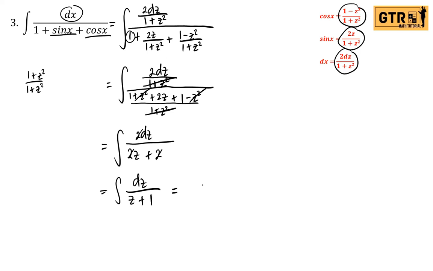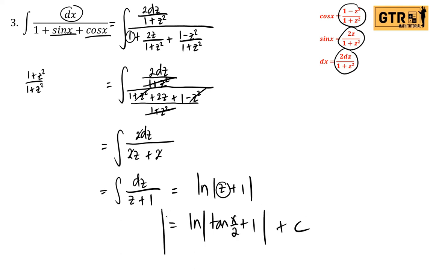So which is now equal to ln of, our u here is z plus 1. The differential of z plus 1 is dz. So it's in the form du over u. Therefore, the answer will be ln of the denominator z plus 1. So ln z plus 1. So final answer, just substitute the value of z. ln of tangent x over 2 plus 1 plus c. So this is the final answer.